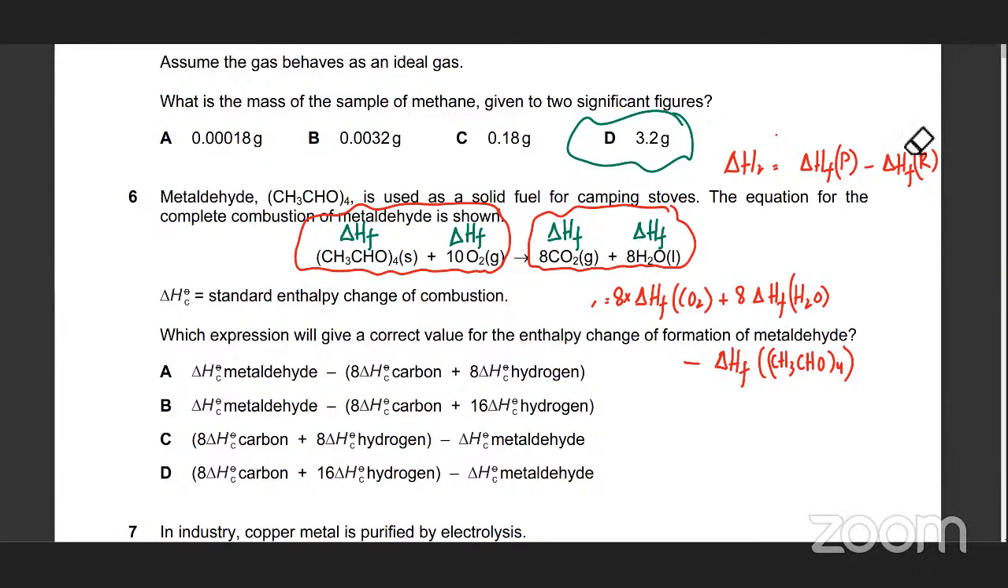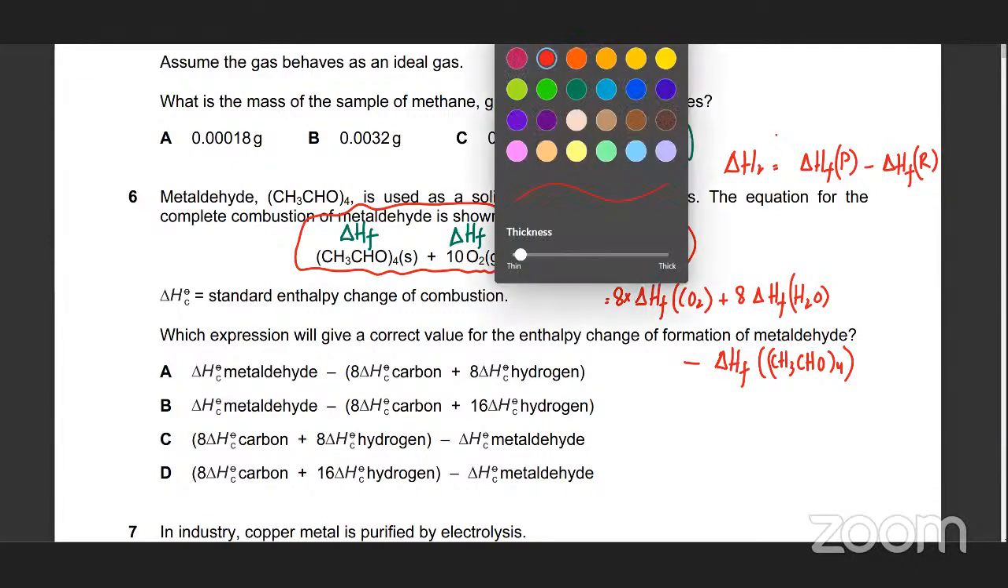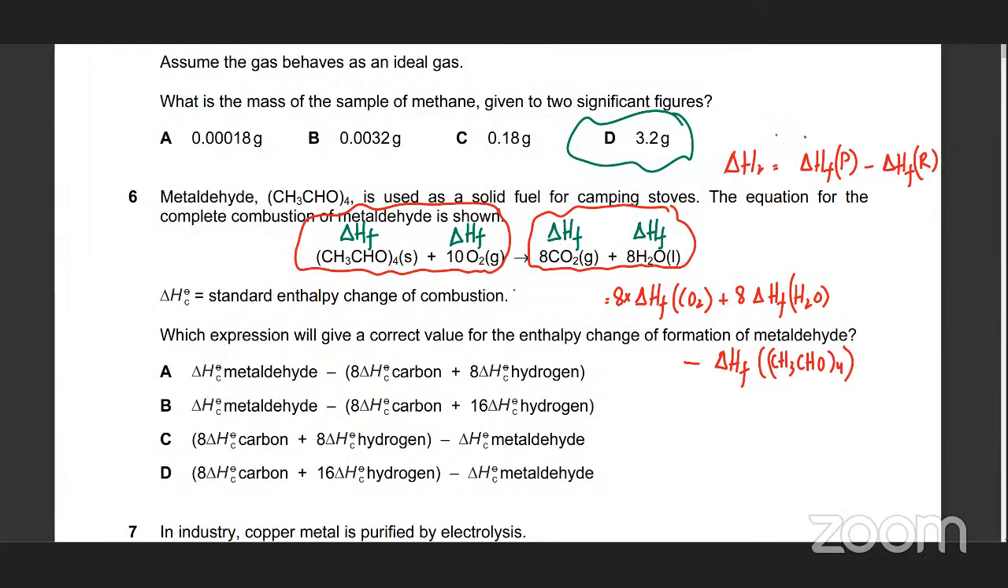So I'm going to rub this off, and I'll give this reaction its proper name. It's basically the enthalpy of combustion of metaldehyde. I'm just going to call it M. Okay, that's equal to this.